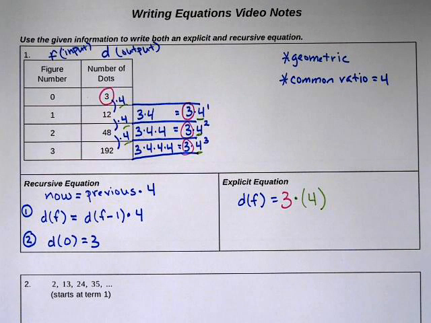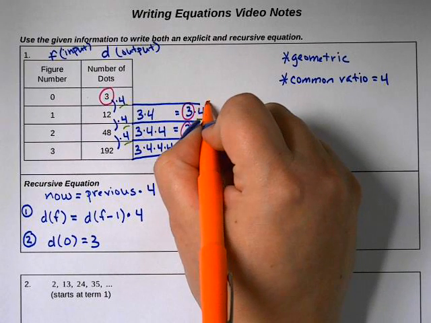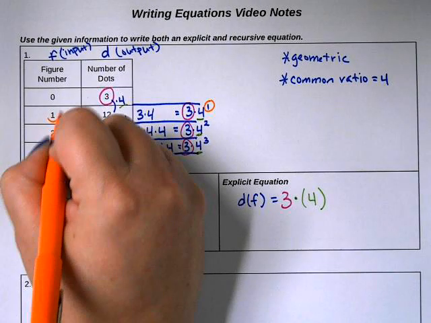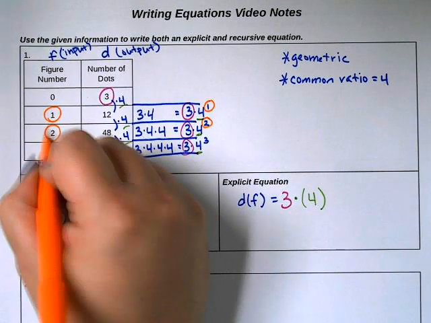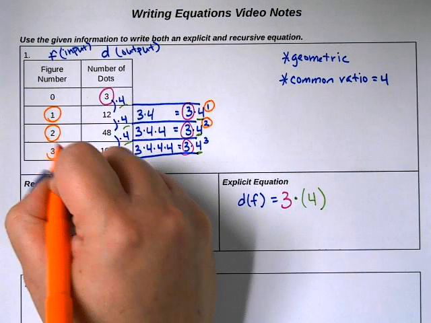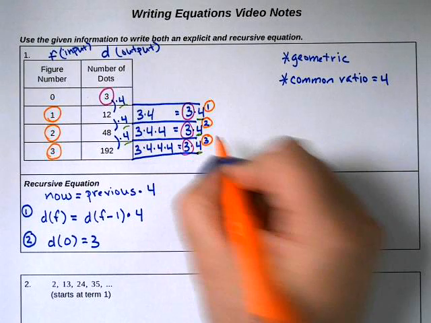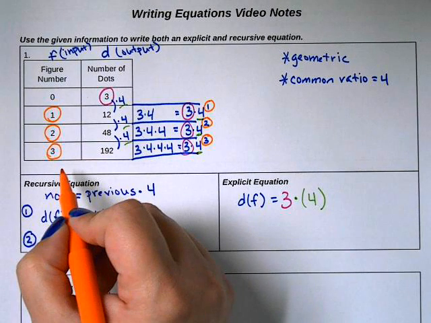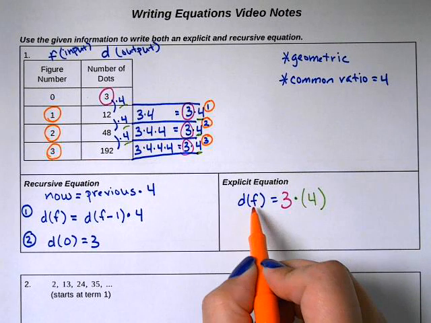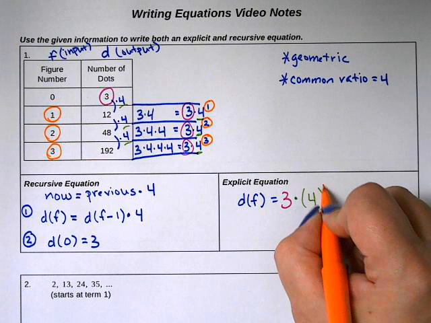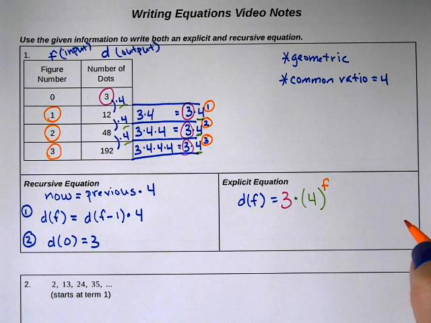So if I look, the exponent here is 1, and that was for figure 1. The exponent here is 2, that was for figure 2. And then in figure 3, my exponent was 3. So if I were to go to figure 4, for example, my exponent would be a 4. That means if I want to go to figure F, my exponent is just going to be F.